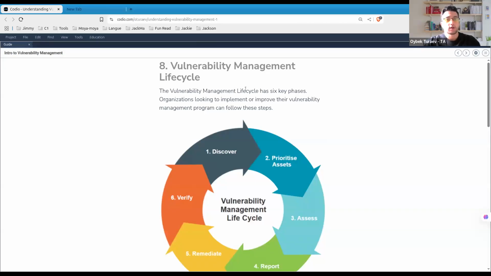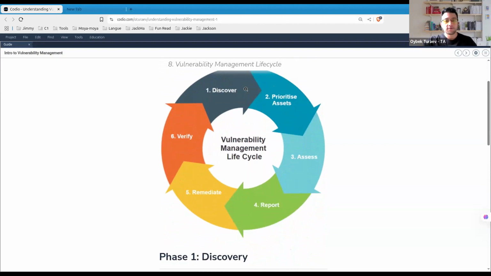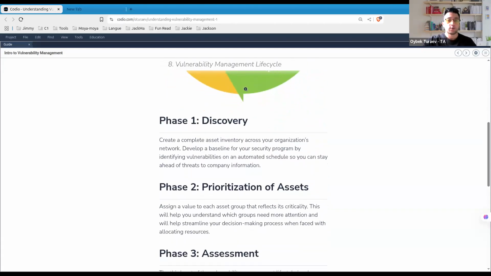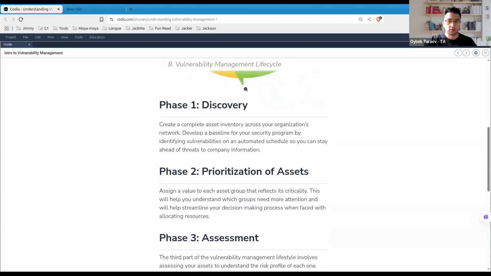So then, vulnerability management life cycle. In what order is it going to happen? This diagram shows that firstly we discover, prioritize assets, and assess, report, remediate, verify. Phase one, we do discovery. That's the moment we identify what kind of vulnerabilities exist.